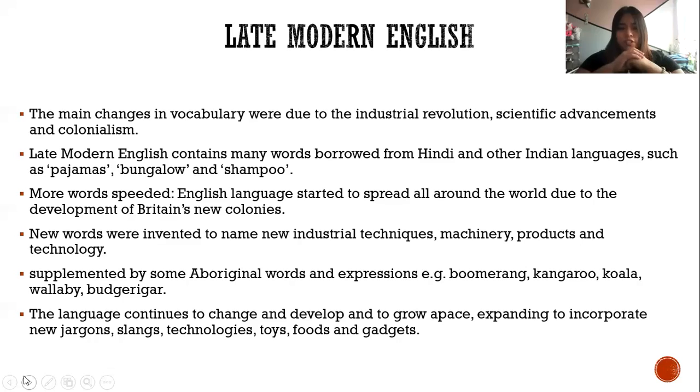In conclusion, the language continues to change and develop, expanding to incorporate new slang, technologies, toys, foods, and gadgets. In the current digital age, English is going through a new linguistic peak in terms of word acquisition, as it peaked before during Shakespeare's time and then again during the Industrial Revolution and at the height of the British Empire.